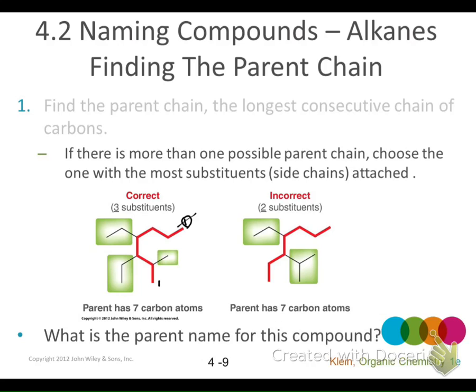Now, when you put the name together, the first thing you do is the parent chain. The second thing you do is number the parent chain, okay? The third thing you do is you have names for all the substituents. Now, I named them all already. The fourth thing you do is you just put the name together. Okay, so how do you put the name together? You do all the substituents alphabetically and you indicate where they are on the parent chain.